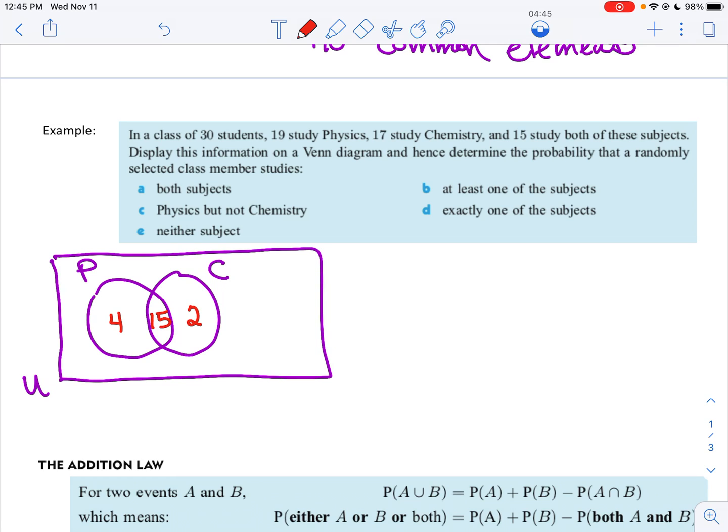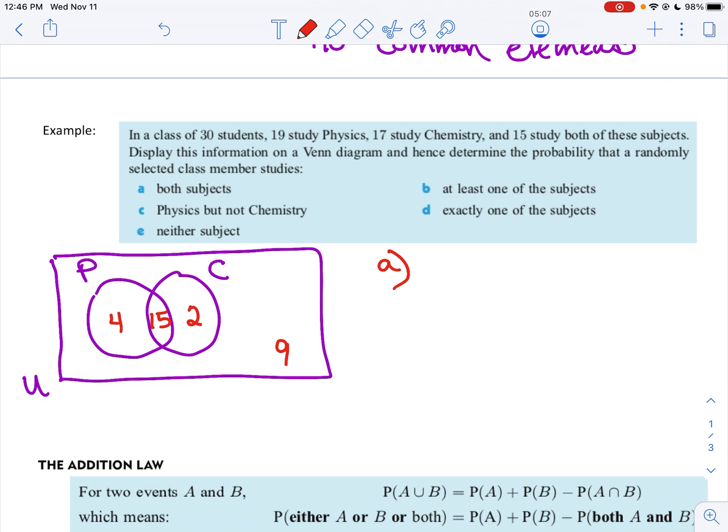Now, I want you to add these up and tell me how many students out of the class of 30 don't study physics or chemistry. All right, well, you take 4 plus 15 plus 2, that's 21, and there's supposed to be 30 students, so it should be 9.